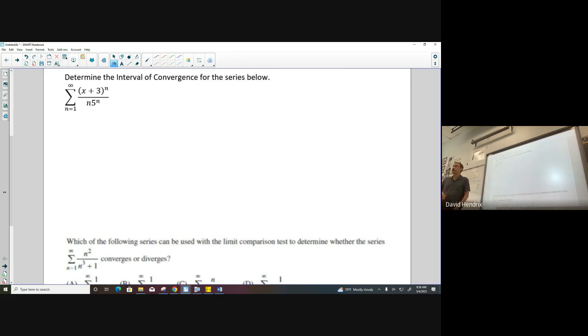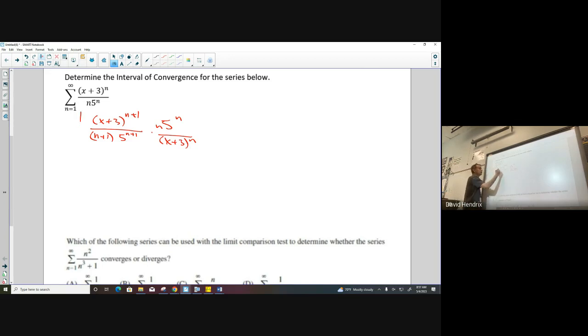Some students get lazy on their ratio test and they just write x plus 3 to the n plus 1 over n plus 1, 5 to the n plus 1, times 5 to the n over x plus 3 to the n. They just write this, and then they simplify it, whatever. You're not going to get points. College Board's not going to give you the points.